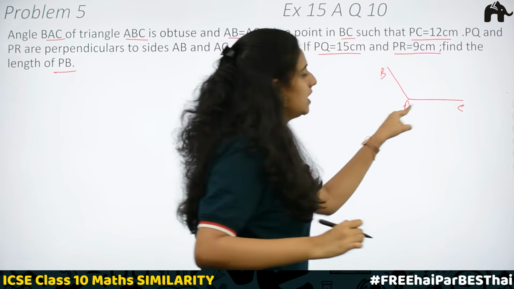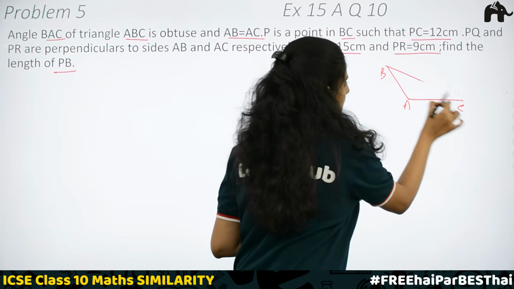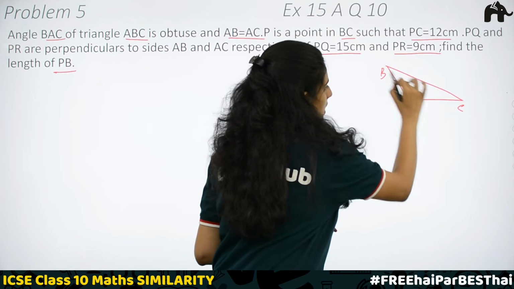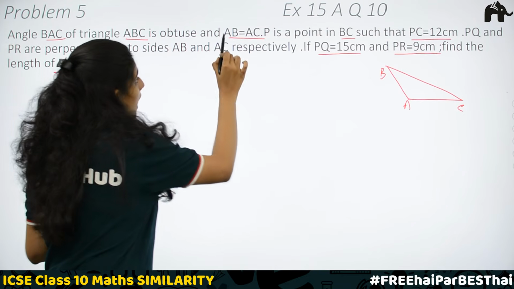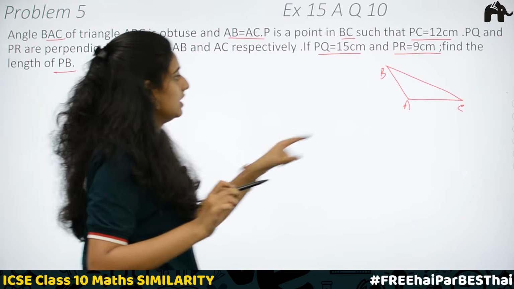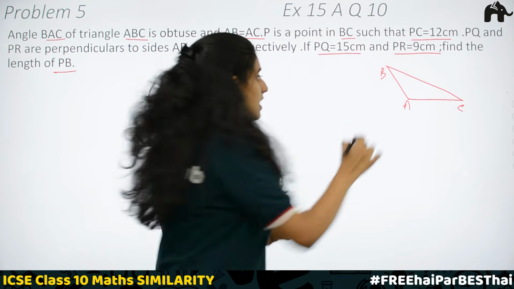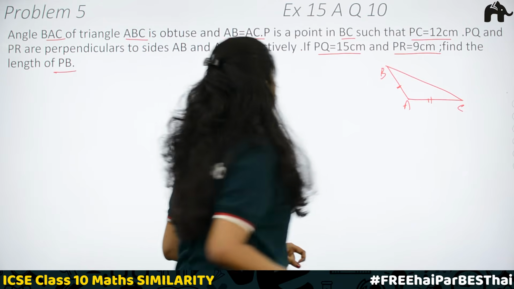So, this is BAC and the required triangle is ABC with angle BAC being an obtuse angle. AB should be equal to AC. This is AB and this is AC. Given they are equal.